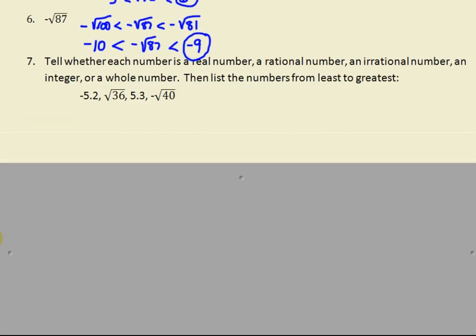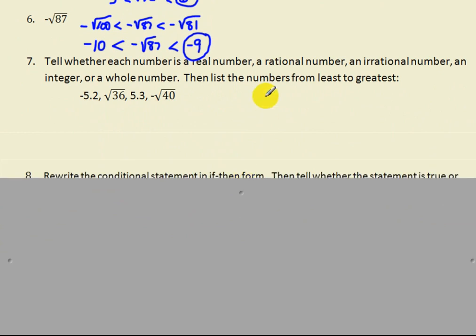Okay, tell whether each number is a real number, a rational number, an irrational number, an integer, or a whole number, then list the numbers from least to greatest. So we have negative 5.2. That's a terminating decimal, which means it is rational. You could also write that, if you wanted, as negative 52 over 10. So you have a quotient or a fraction with two integers, which gives you a rational number.